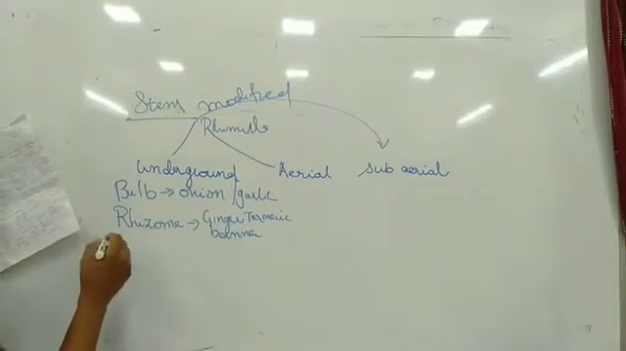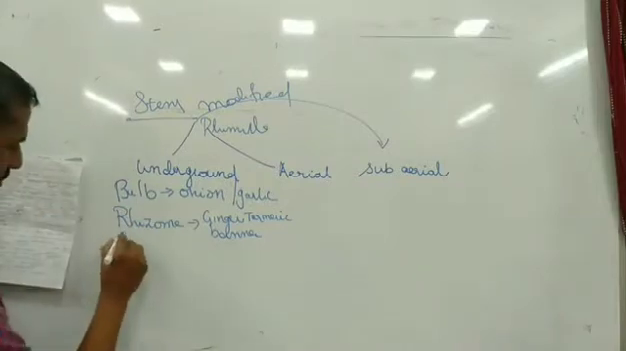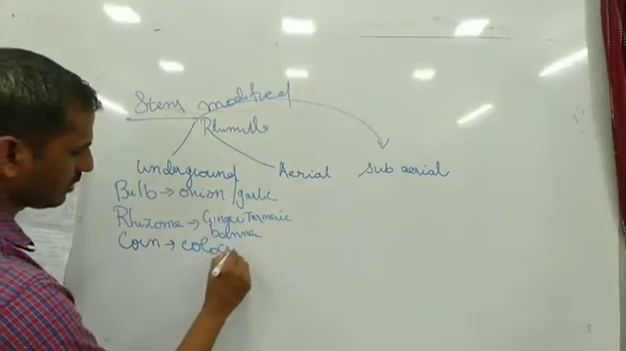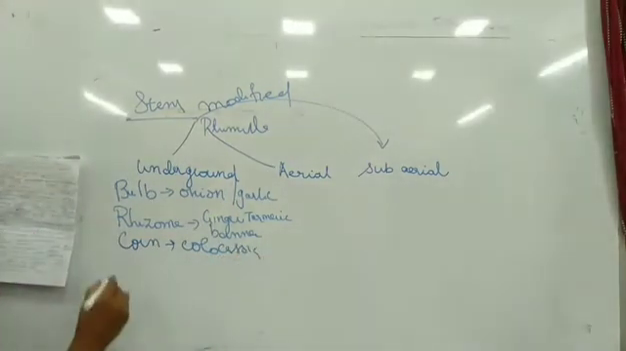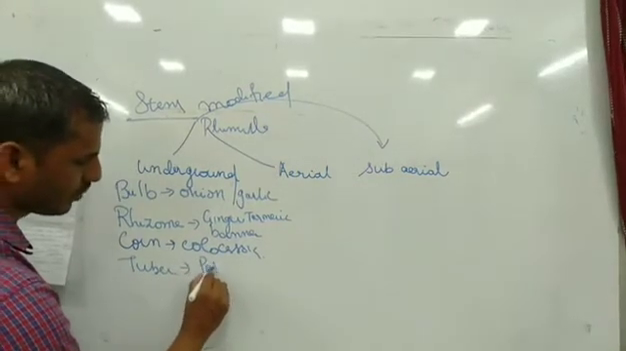Next, we move from rhizome and bulb to another one, which is corm. This is present in colocasia. Then the last one is tuber, which is present in potato.